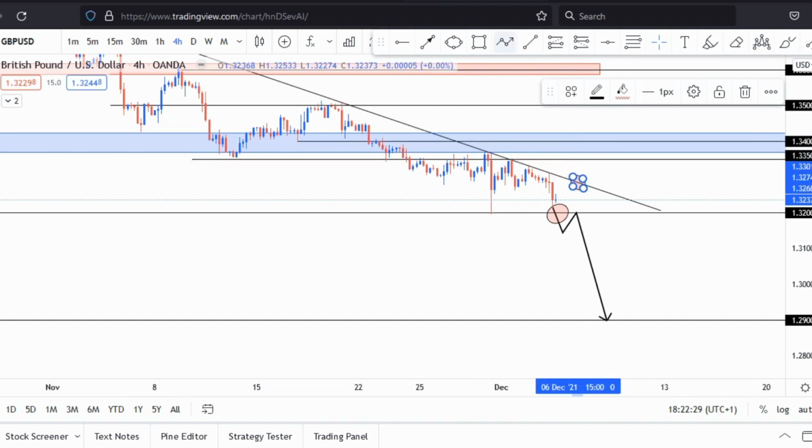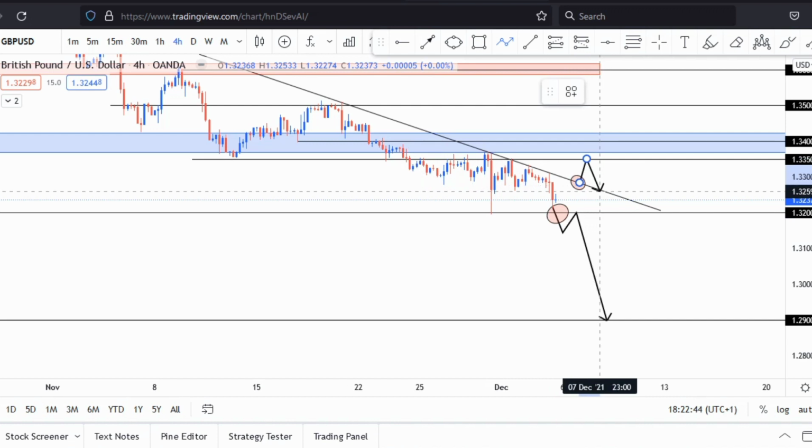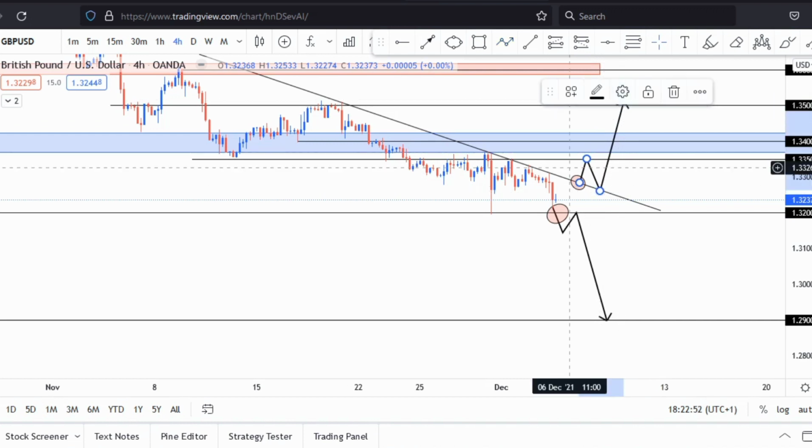Okay, note that even if price breaks this trend line all the way to the top, it could bounce off this 1.335 level and continue its way all the way down. So if it gets to this level and price starts moving down, then we should be looking for a price reaction around the trend line to see if price is going to retest the trend line, giving us a bullish signal to buy to the upside. So which will mean that this is just a break and retest.